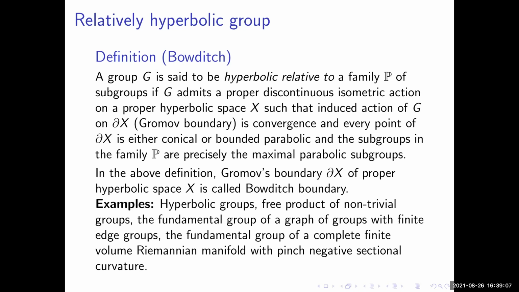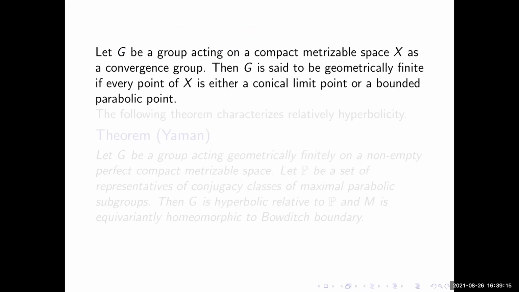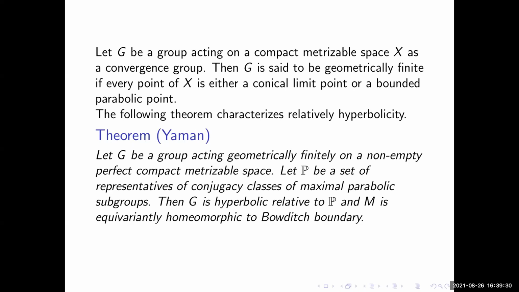If we have a compact metrizable space X and G is a convergence group, then we say that G is geometrically finite if every point of X is either conical or bounded parabolic. Yaman characterized relative hyperbolicity, which says: let G be a group acting geometrically finitely on a non-empty perfect compact metrizable space. Take P to be a set of representatives of conjugacy classes of maximal parabolic subgroups. Then G is hyperbolic relative to P, and this is equivalent.